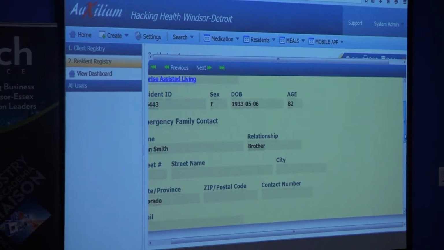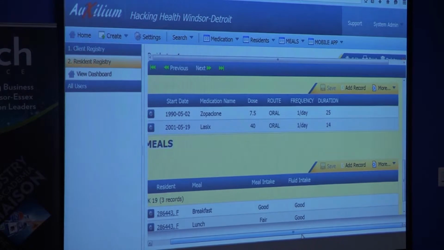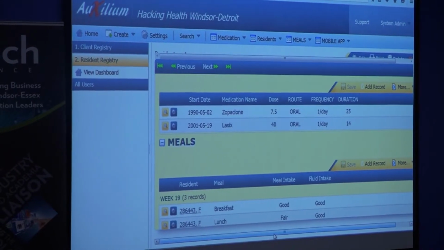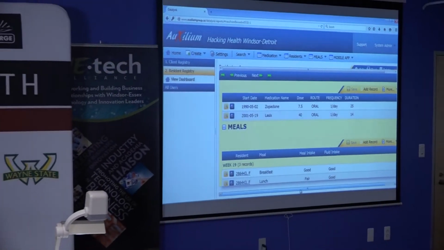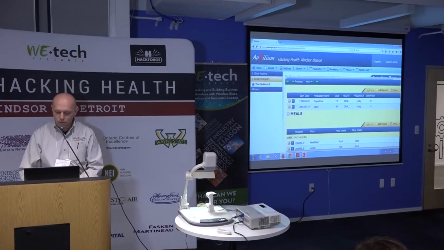In this particular case, we have an ID number, and from the ID number we're able to give a little bit of information as to who this patient is. From this information, we can now see a list of medications that the patient's taking, how long they've been on that medication, and what the frequency is. We also see their meals for the day and for the week. We can give this information out to the family members, and we can push it to a mobile app, or what we're referring to as a web app.